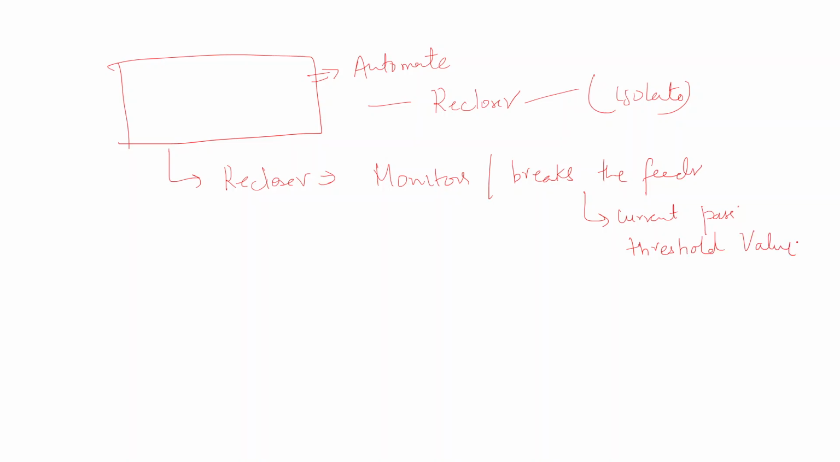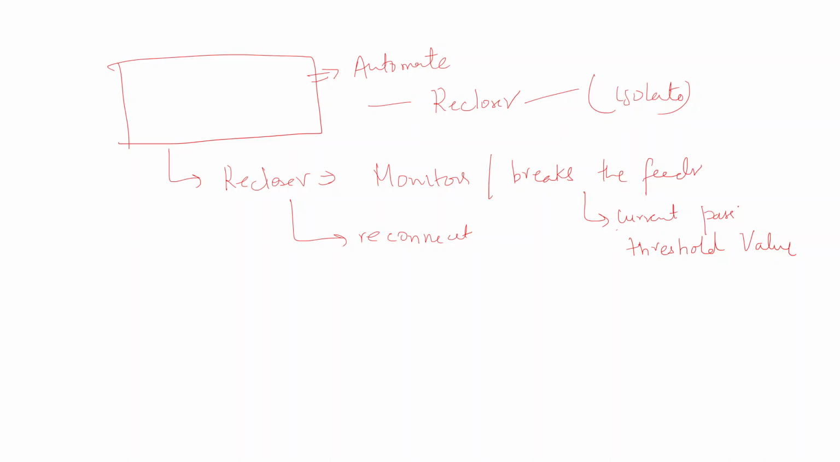If a current passes through the threshold value, it breaks the feeder current, and after a short time, when the current value goes beyond the threshold value, it reconnects the feeder circuit. Okay. This is how a recloser works.